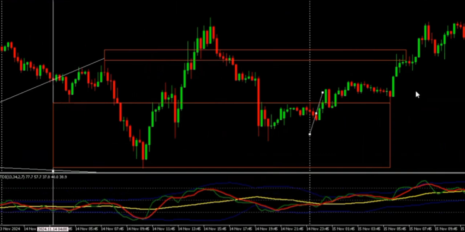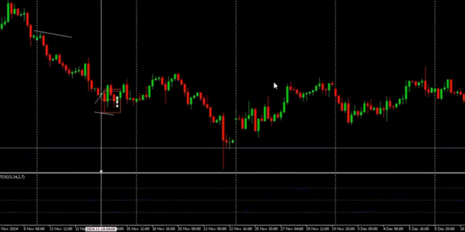So see, you would have taken your trade here and you would have made some good pips for yourself, guys. So this is simple stuff, guys. Simple stuff. So I'm going to take another example to still buttress what I was saying.